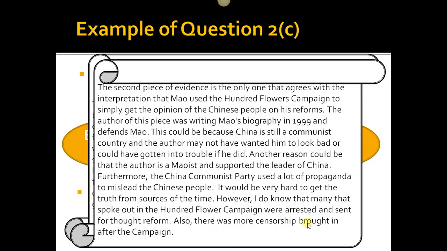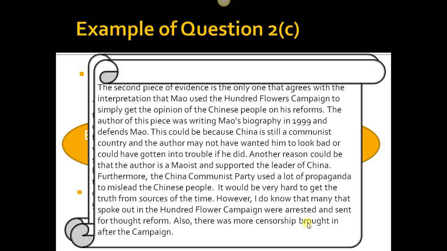So we'll move on. Now, the second piece of evidence is the only one that agrees with the interpretation that Mao used the 100 Flowers campaign to simply get the opinion of the Chinese people on his reforms. The author of this piece was writing Mao's biography in 1999 and defends Mao.